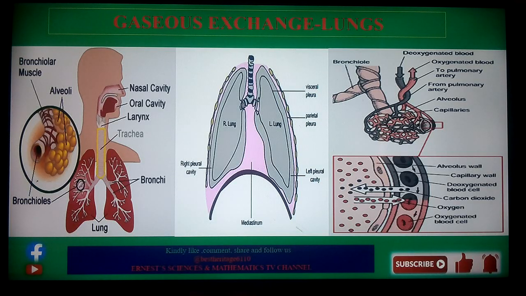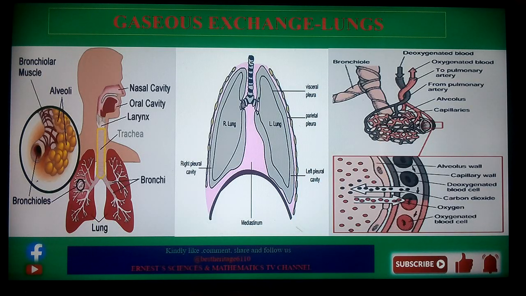Now, for this process of gaseous exchange, we are going to see that it is a collaborative process between three basic organs. These are the brain, the lungs, and of course the cardiovascular system, which is basically the circulation of the blood in the body. It plays a vital role in ensuring that this gaseous exchange is taking place and remains active.